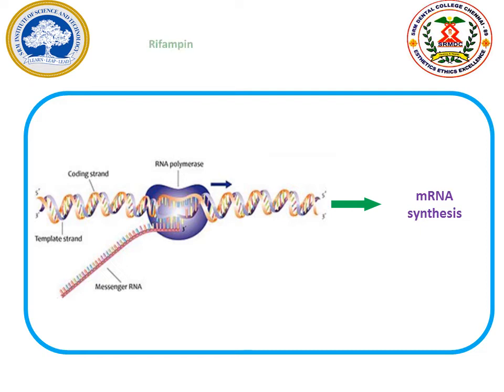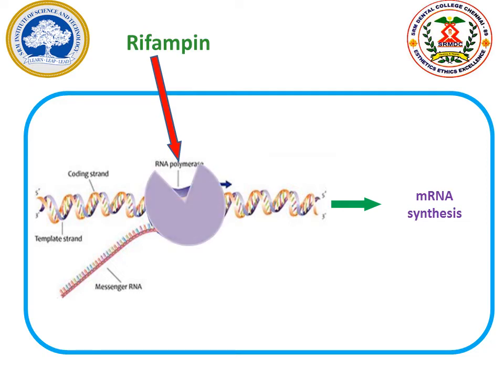So this is what is normally happening in the mycobacteria. What happens when we give our drug rifampin? Rifampin again enters the mycobacteria via passive diffusion. After entering, it just goes and binds with the DNA-dependent RNA polymerase. After binding, what does it cause? It causes a conformational change in the RNA polymerase enzyme.